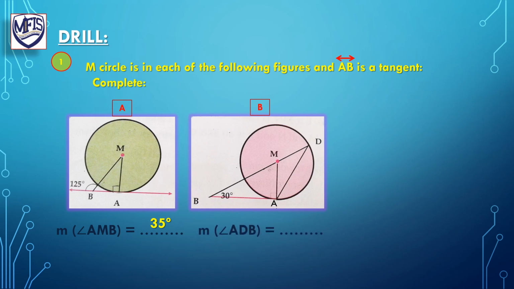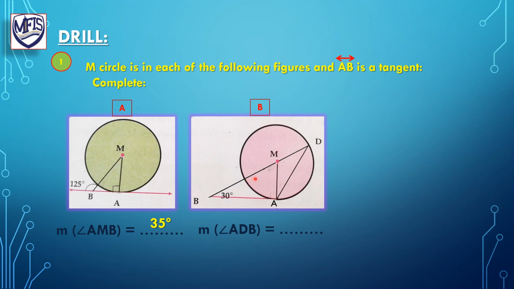He asked me to find the measure of angle ADB. Okay, now ADB, this angle. Here I have tangent AB and AM radius. Therefore, measure angle MAB equals 90 degrees. In triangle MAB, angle A is 90, angle B is 30.